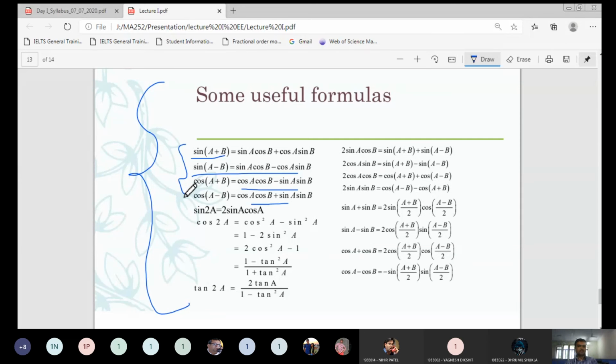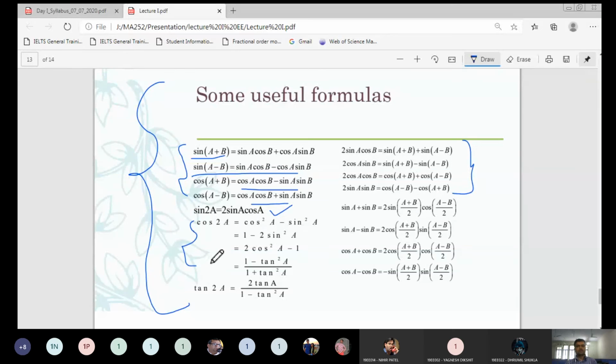These are the same type of formulas, and you can also go with this: 2 sin a cos b is equal to sin(a plus b) plus sin(a minus b). 2 cos a sin b is equal to sin(a plus b) minus sin(a minus b). 2 cos a cos b is equal to cos(a plus b) plus cos(a minus b). 2 sin a sin b is equal to cos(a minus b) minus cos(a plus b). Also, this will be useful: sin 2a is equal to 2 sin a cos a, and we already use this.